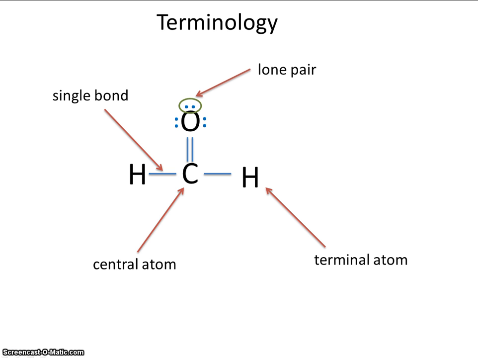In contrast with the single bond is a double bond. A double bond would be two shared pairs, so there's a total of 4 electrons here. Now it's necessary that you memorize this terminology before we begin completing actual Lewis dot structure problems.